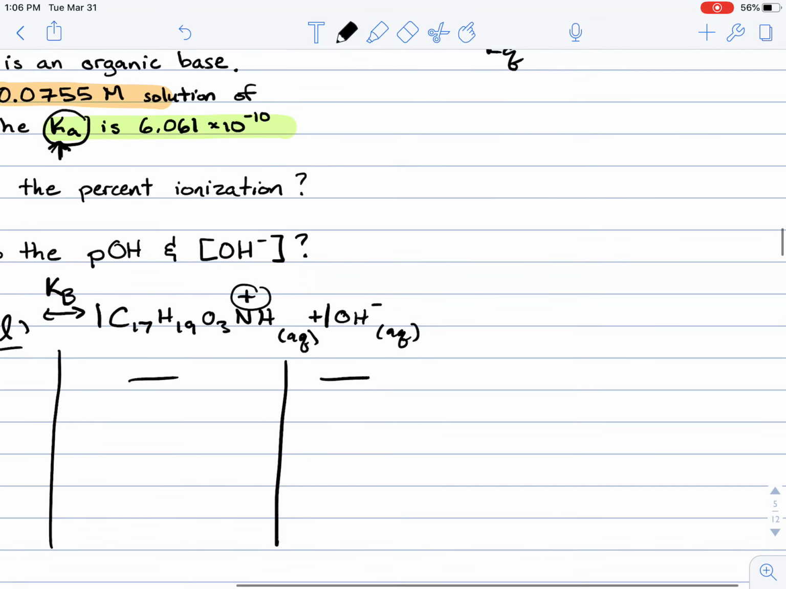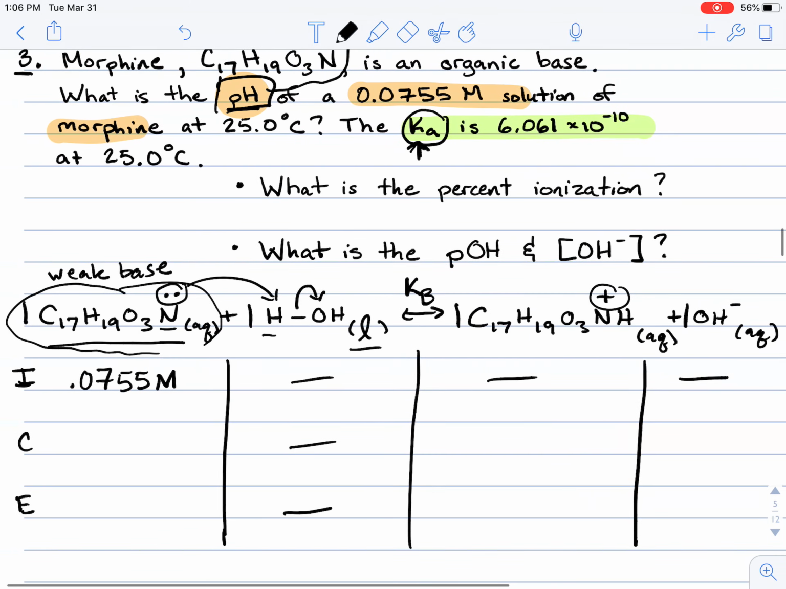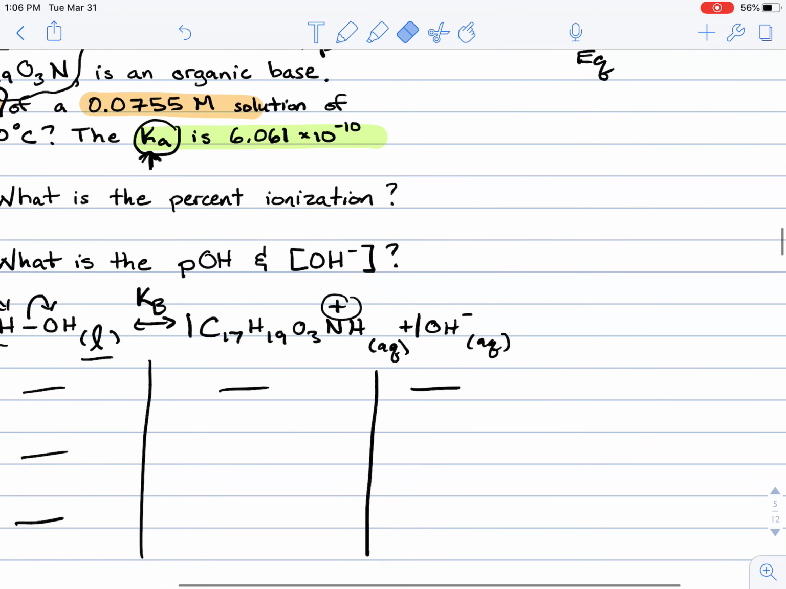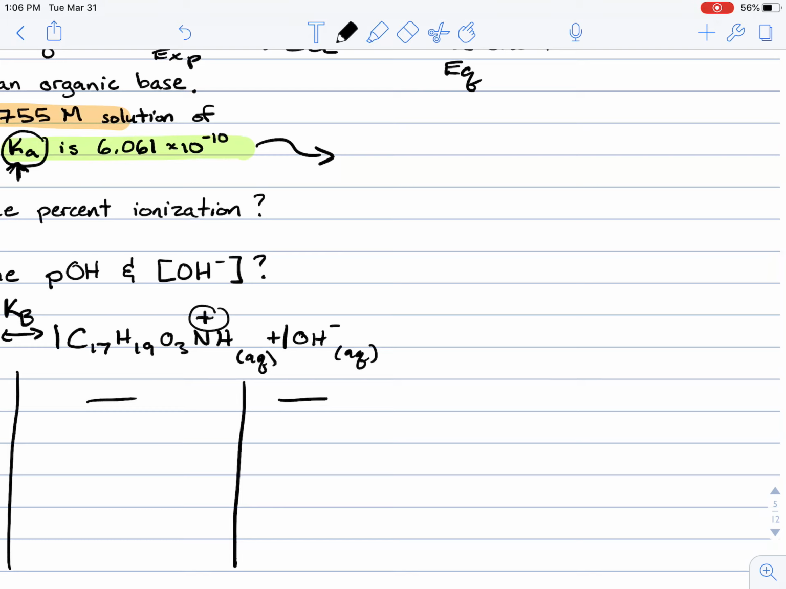And so this lets us know that before we can even assess that morphine is a weak base, we need to determine what the Kb is. To determine the Kb, we are going to use another relationship that we discussed a couple of weeks ago: Ka times Kb is equal to Kw.